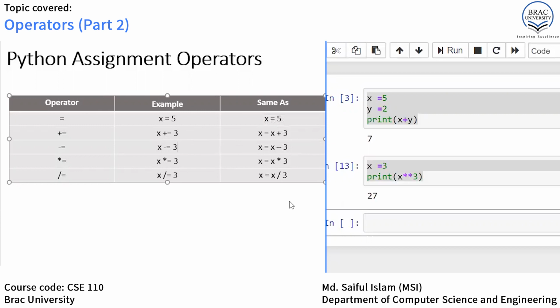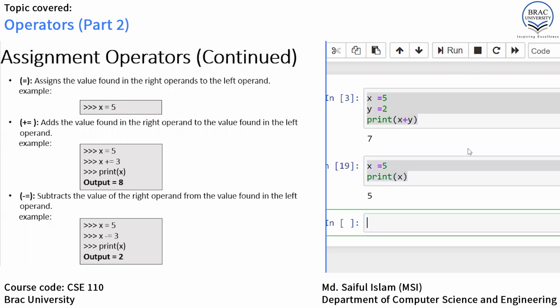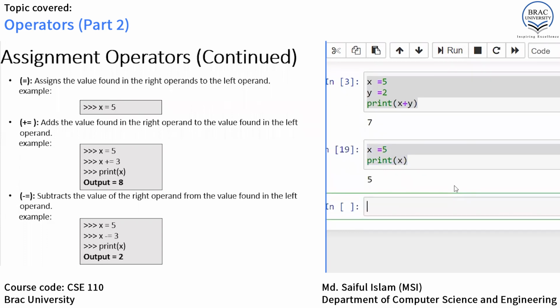All right, so let's look at some examples. First of all, the equals sign. What the equals sign actually does is assign the value found in the right operand to the left operand. So simply right to left, as we have seen before. So x equals 5. If we print x, then the output will be 5. As simple as that.